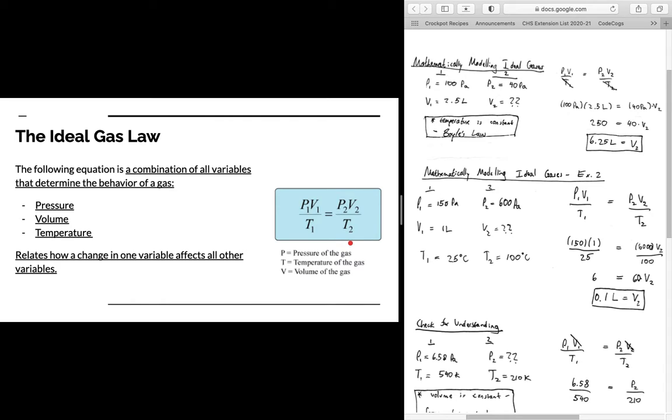And if this looks similar to conservation of energy, where we had E1 equal to E2, initial energy equals final energy, that's because this ideal gas law is a consequence of conservation of energy. So this gas law right here is a consequence of conservation of energy, which is pretty dang cool.